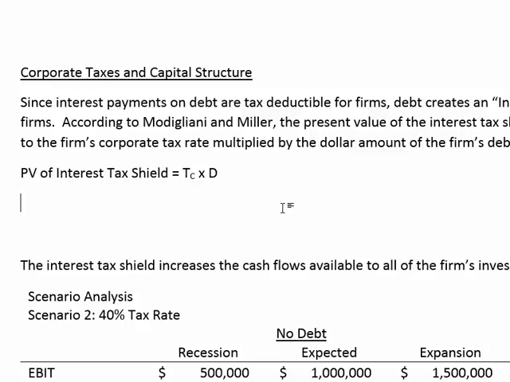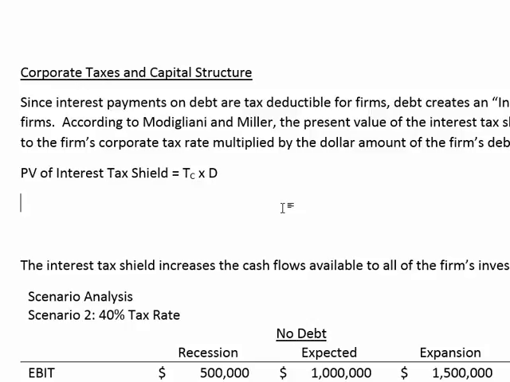So after we talk about business risk and how that affects the required rate of return of the firm's equity, the next thing we look at is corporate taxes and capital structure. And taxes are incredibly important. Right now I'm working on a paper examining the differences between the capital structures of for-profit hospitals and not-for-profit hospitals. The major difference between the two is that for-profit hospitals have to pay taxes. Not-for-profit hospitals don't pay taxes, and that results in a very large difference in the amount of debt that the two take on.